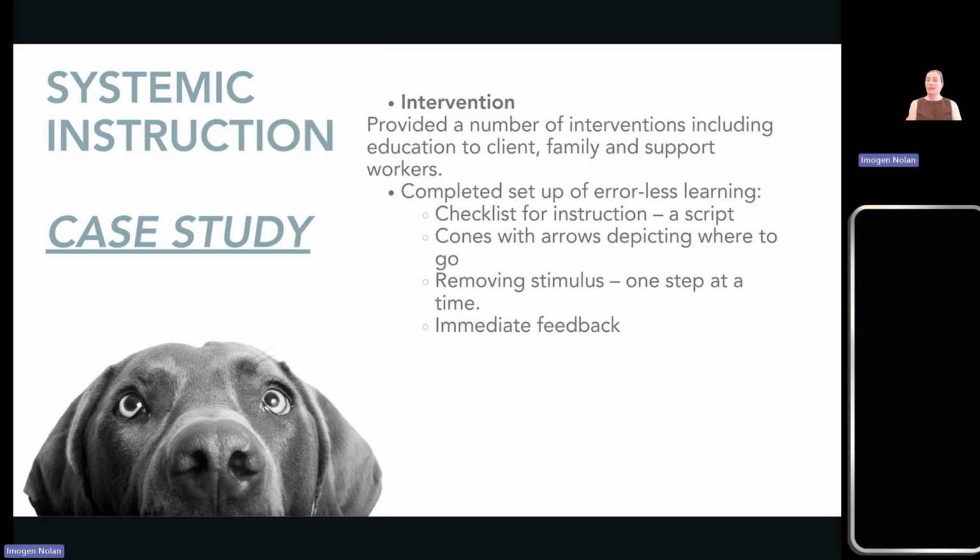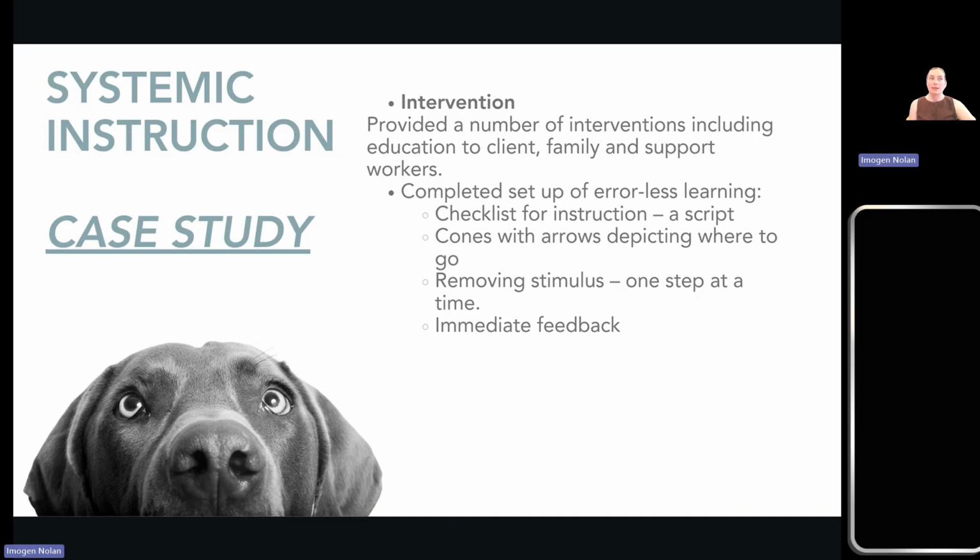We had the cones with the arrows depicting where to go. So the script and the cones were associated. We also removed stimulus and only did one step at a time. If we remember, 2 step scenarios were difficult. And we gave immediate feedback. So it wasn't like finish the whole route and then say, what do you think you did well? It was, you did this wrong, stop. It's actually this way. So we can see where we're creating errorless learning, a systematic instruction for that information processing difficulty by making it functional and the task at hand.